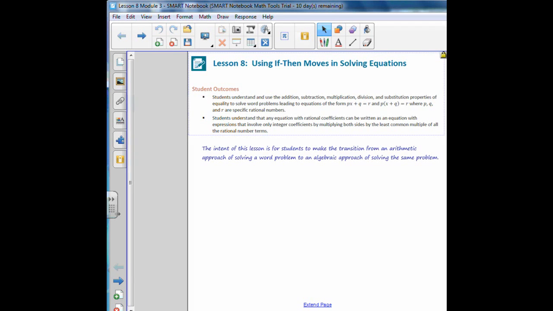This is Mrs. Zappia with Lesson 8 from Module 3, using if-then moves in solving equations. Student outcomes for this lesson.